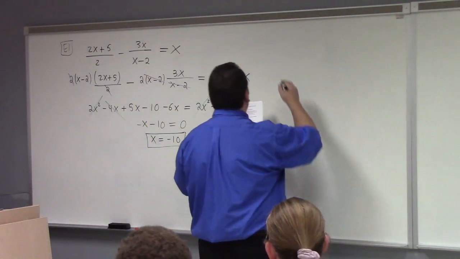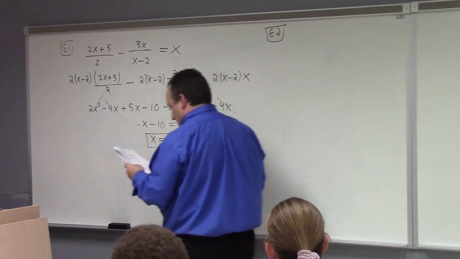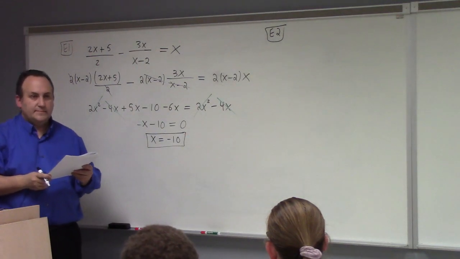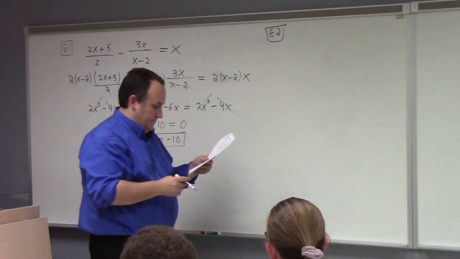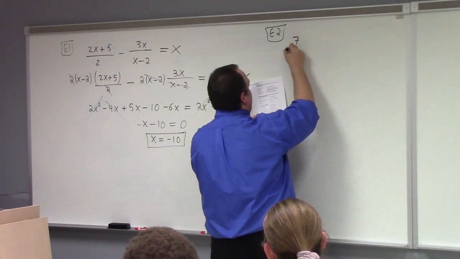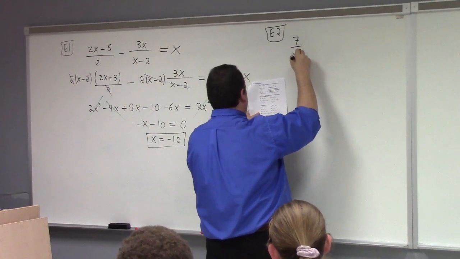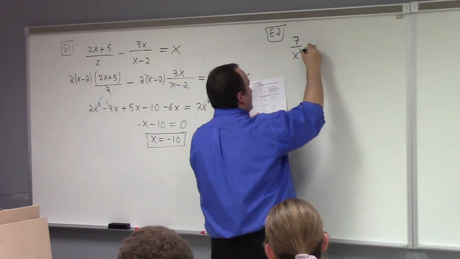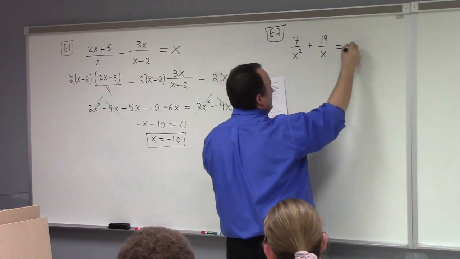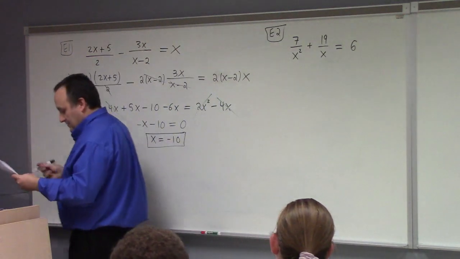Example 2. Unless there's a question, you guys can chime in if you've got questions. Nobody? Okay. It's fine. I know you guys figure no questions, class ends earlier. I got it, I understand the play. 7 over x squared plus 19 over x is equal to 6. We worked this in the last section. I like this problem. It's kind of pretty.